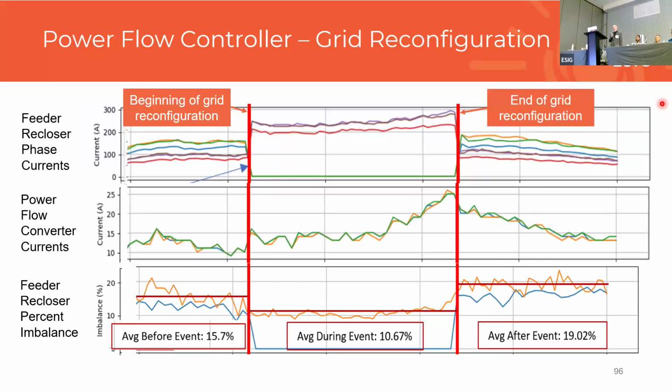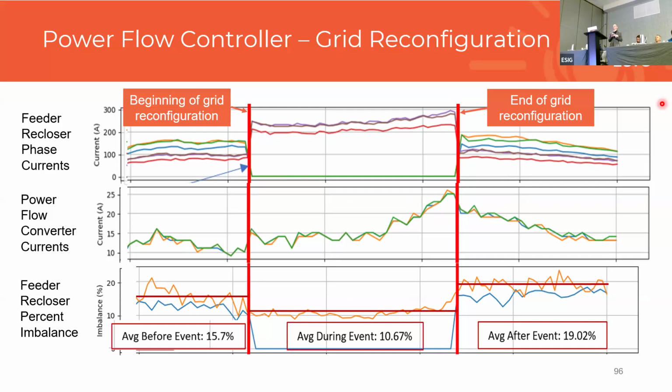Okay. So, power flow controller for grid reconfiguration. The device does not have to stop operating during a grid reconfiguration, and actually it will often ride through it as long as your voltages are pretty well maintained. So this was actually an unplanned grid reconfiguration, and they obviously didn't know it was going to happen. So they just swapped the circuit over.